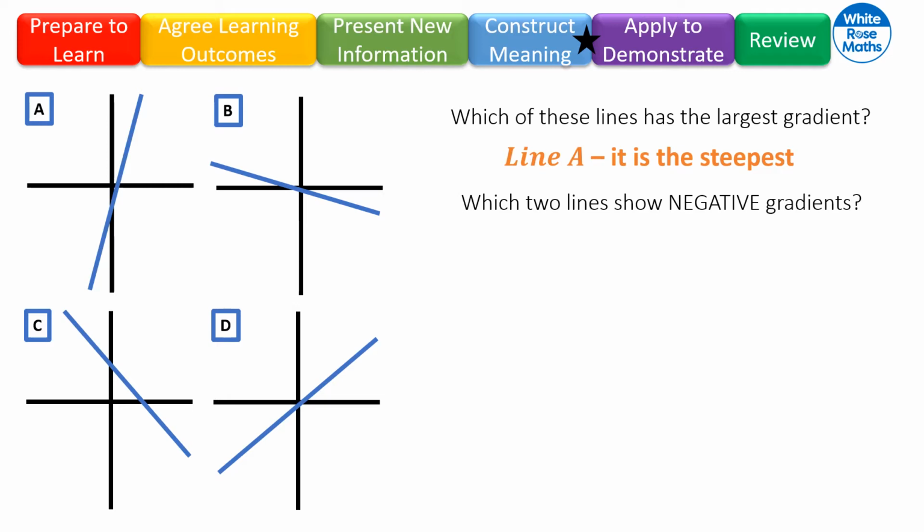Which two lines show negative gradients? Remember what I said earlier, that negative gradients switch the direction. If you look at lines B and C, they are going in the opposite direction. They're going kind of down. So they are the lines that have negative gradients.